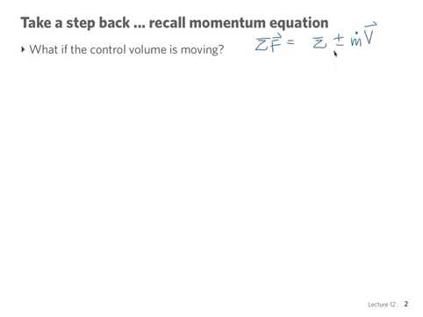This was our simplest form for steady, uniform velocity across the control surfaces, uniform velocity and all the other quantities, uniform density and so on. Now, what if the control volume is moving? Well, we can use the same exact equation, but instead of using the velocity of the fluid only, apply there the relative velocity between the fluid and the control volume. So it's not any more difficult.